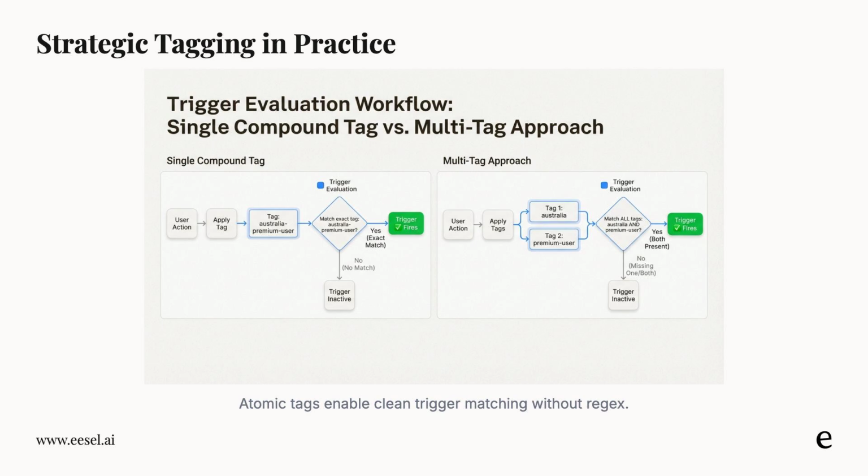Compound tags force you to list every possible variation. Atomic tags let one trigger condition cover every case. If your tags come from an external system, enforce the naming convention at the API source.